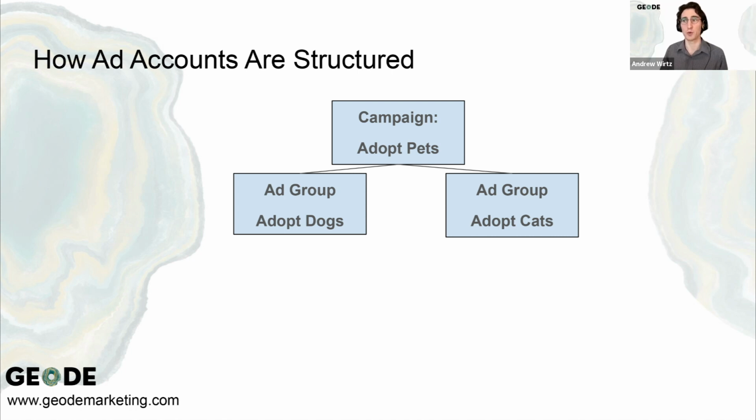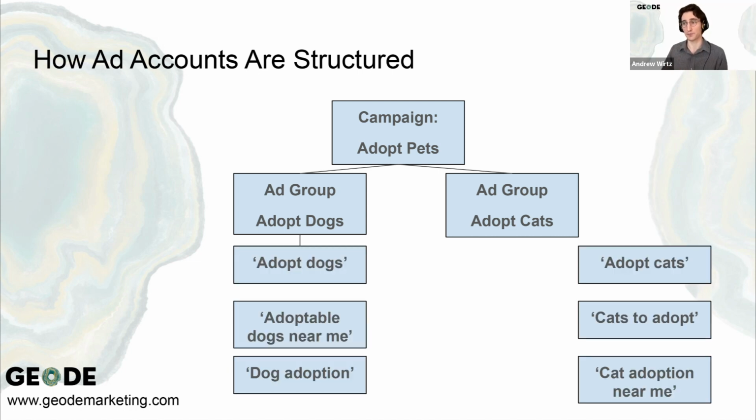So in this example, we have adopt pets. We have that search for adopt dogs, which would fall under this ad group. And then we would want to split that up with people searching for cats. So definitely wouldn't want that to be in the same campaign, because within ad groups we have different keywords that we target. And that's where the ads that we have should be linked to these keywords, so that when someone searches adoptable dogs near me, they're not going to see cat adoption near me.